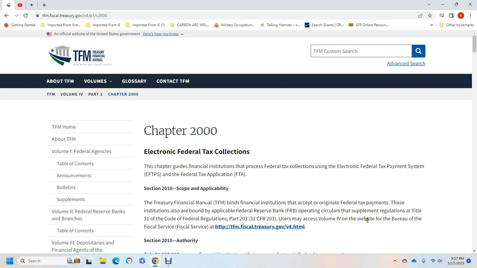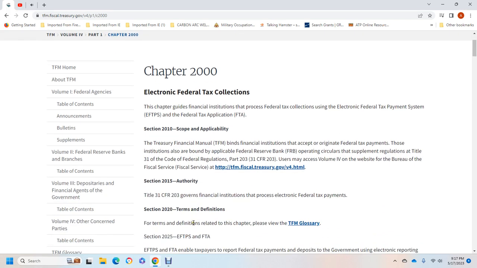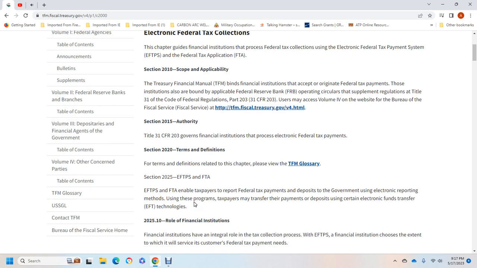Supplemental regulation, Title 31, Code of Federal Regulations, Part 203. Users may access Volume 4 on the website of the Bureau of the Fiscal Service. Section 213, Title 31, CFR 203, governs the financial institution with the process of electronic federal tax payments. Section 2020, Terms of Definition. The terms of definition are related with the Chapter C, Treasury Financial Manual Glossary.